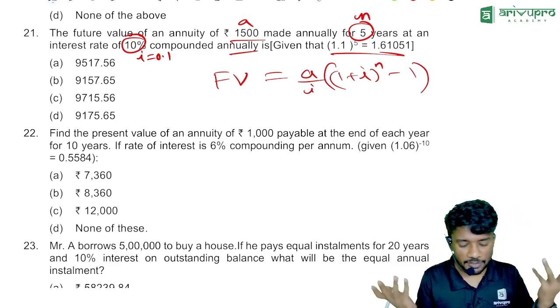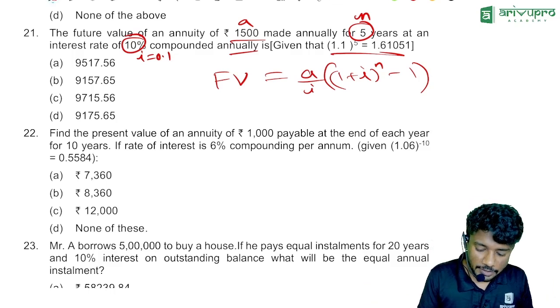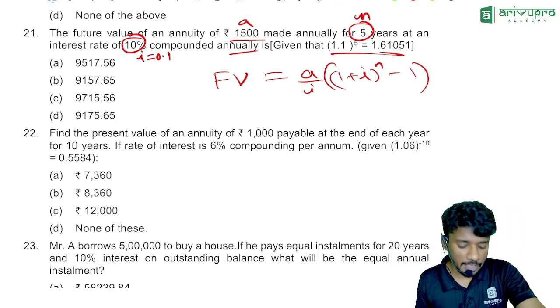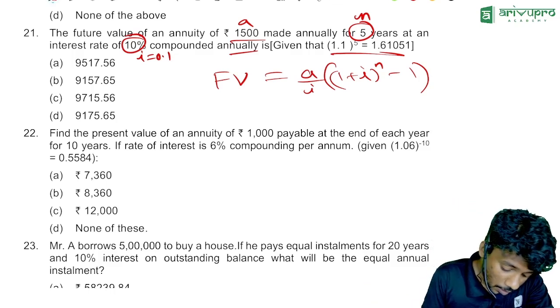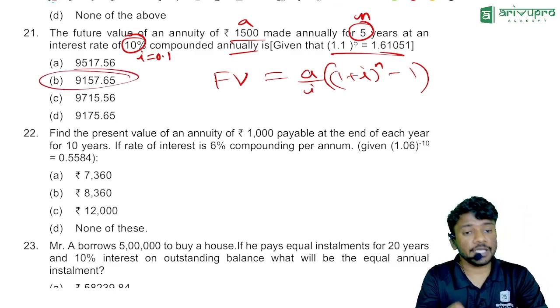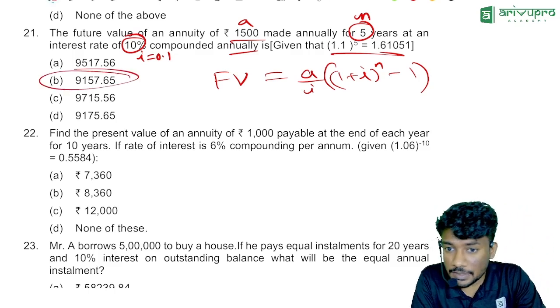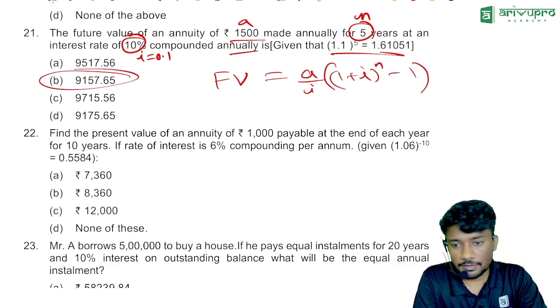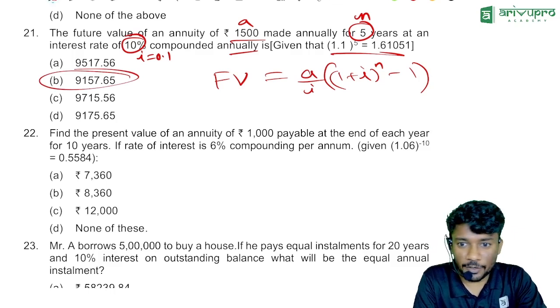Everything is given. We need to find the future value of annuity. Substitute everything and you will get the answer. Use the calculator. How much did you get? 9157.65. Everyone got the same answer? Okay.